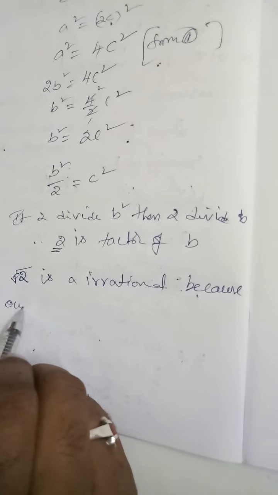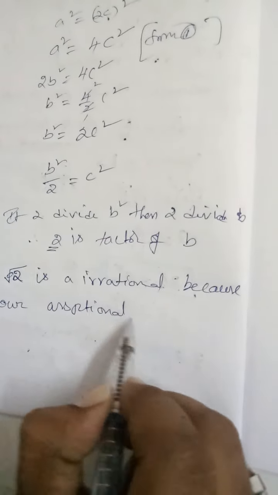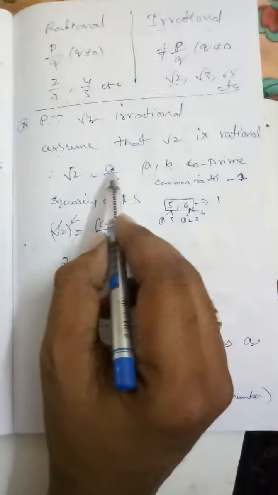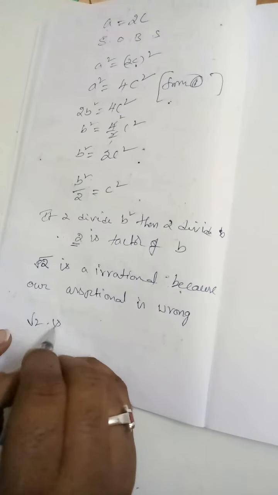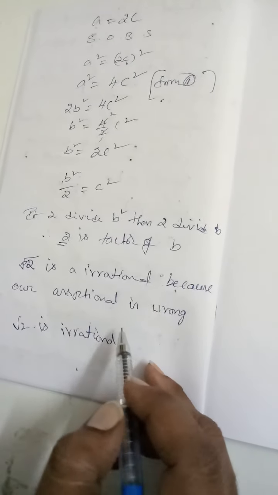Because our assumption, what is assumption? The assumption is wrong. You know that already we assumed here. What is assumed? Root 2 is rational. If it is not rational, then definitely root 2 is irrational. Our assumption is wrong. How can you say that it is wrong?